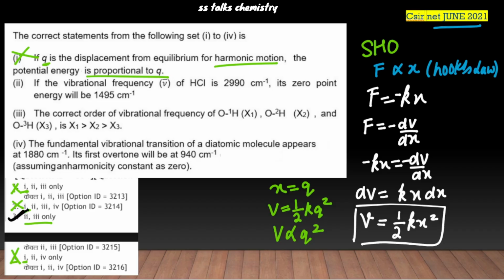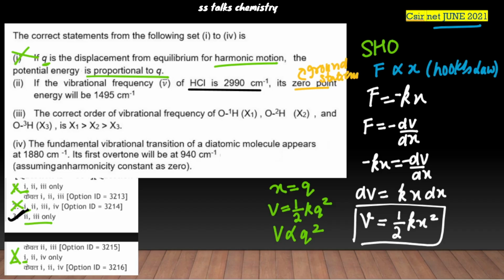But let's check the remaining statements also. If the vibrational frequency of HCl is 2990 centimeter inverse, the zero point energy will be 1495 centimeter inverse. So what is basically the zero point energy? It is called the ground state energy.